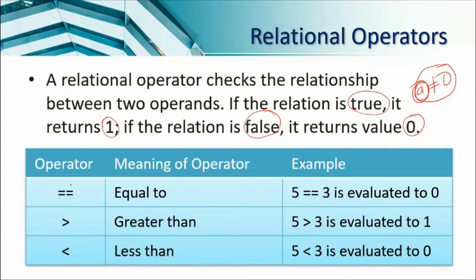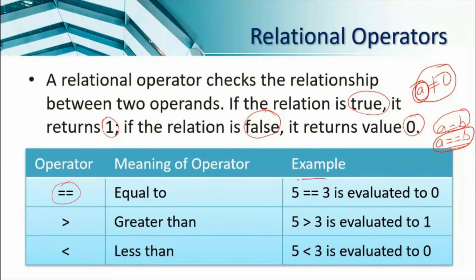So the operators used in relational operators: equal to. In this case it is comparison, so for relational operators it is given as double equal to. A single equal to, a equal to b, means the value of b is assigned to a. But if it is written a double equal to b, this means we are checking whether a and b are equal.